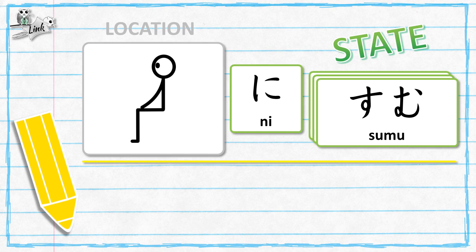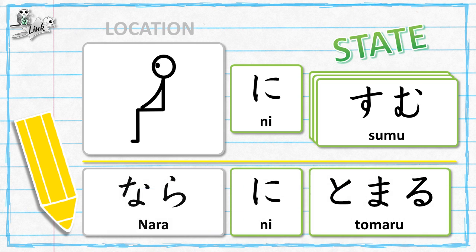Let's try with this example. I will stay in Nara. The verb to stay is tomaru. Since the verb comes at the end of the sentence in Japanese, we will say Nara ni tomaru.